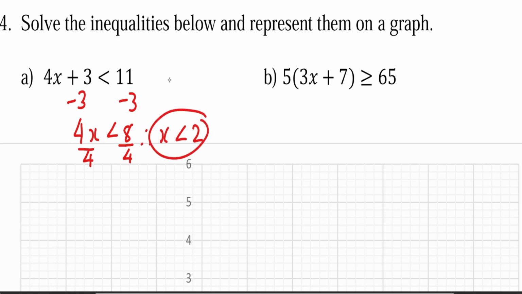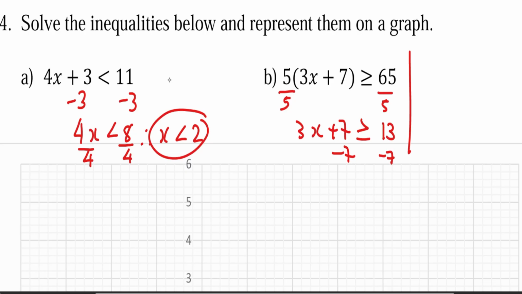So you draw a dotted line that cuts the x-axis vertically. Now, for the other one, the first step is to remove this 5. Divide by 5, and you remain with 3x plus 7 greater or equal to 13, since 65 divided by 5 is 13. Then subtract 7, and you remain with 3x greater or equal to 6. Divide by 3, x is greater or equal to 2. We'll draw this and the other one.